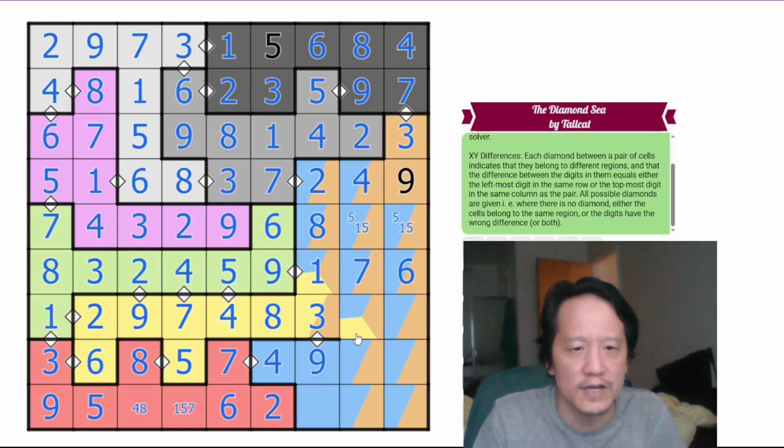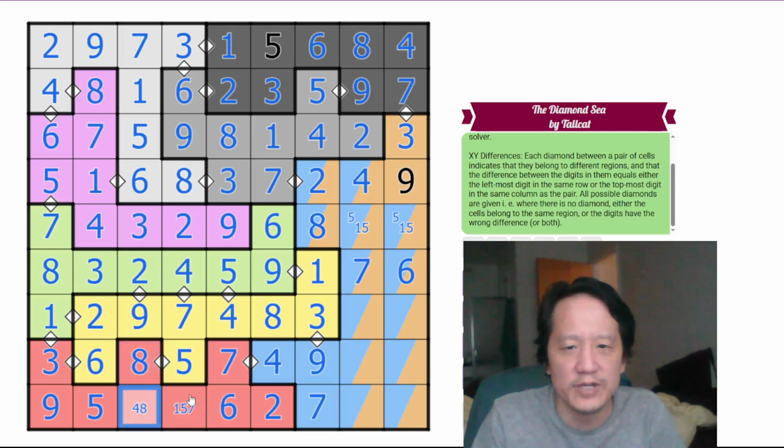The yellow needs access to a 1. It cannot get access to a 1 here. This must be 1. This is the only one, so that's yellow. This can't be yellow. So this region is that way. That remaining digit is a 7.